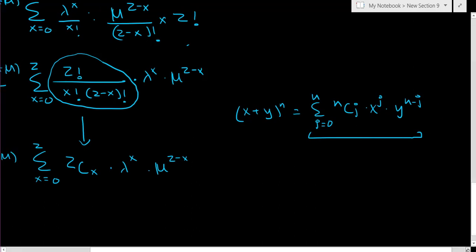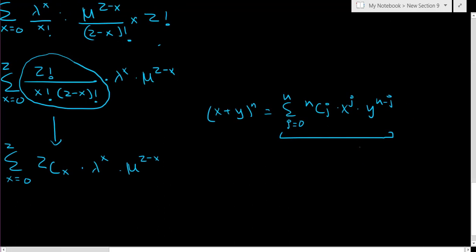I'm forgetting what they call this. But this is your formula for (x + y) to the power of n, and using this formula you can find any power of x plus y. That is, the sum from j equal to 0 to n of nCj x to the power of j and y to the power of n minus j. That is how you expand it.